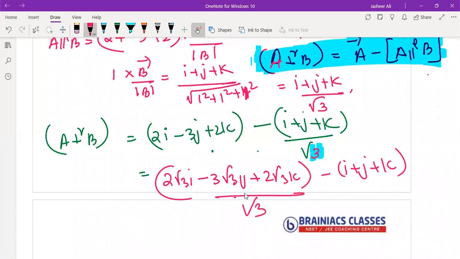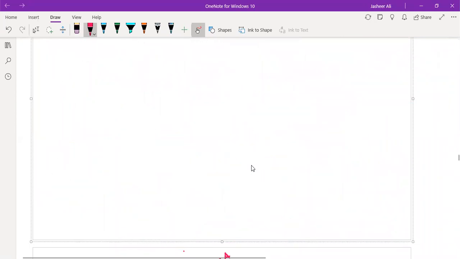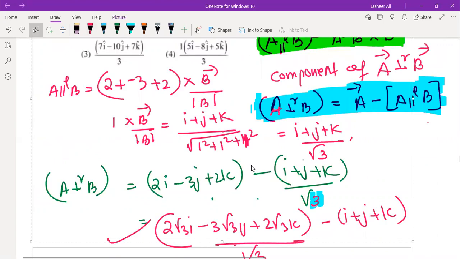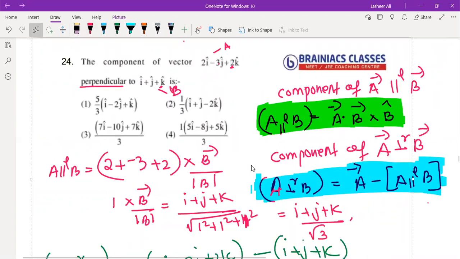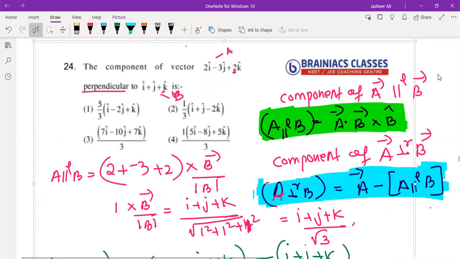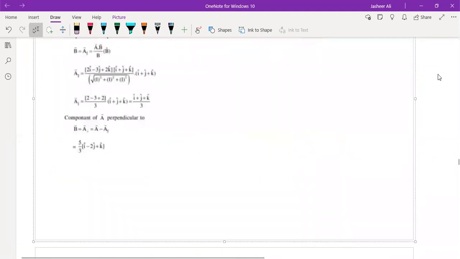This is the answer. When we simplify this, it is not there in the options. That is a mistake in the options. This part is not given in the options. So this is the correct answer for the question. The options have these types of mistakes.